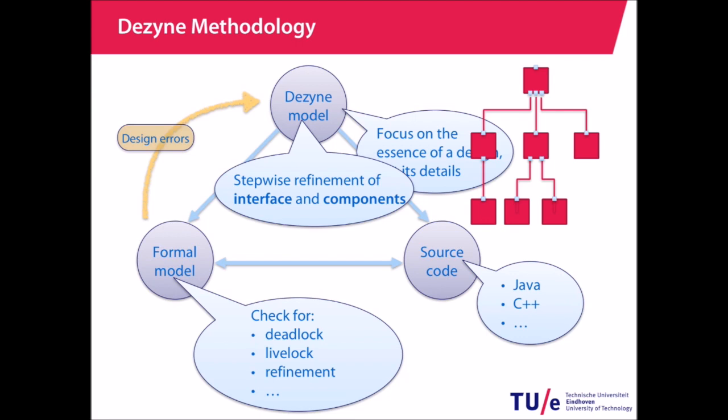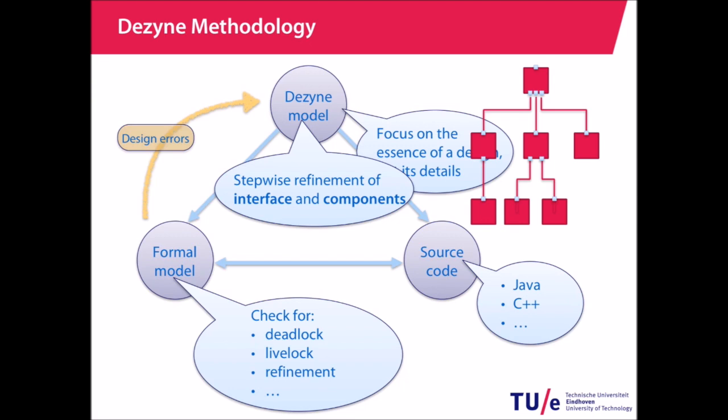Now, these days, domain-specific languages are very popular, and one reason for that is that if you have such a model, a very high-level abstract model of your system, you want to generate some kind of source code for that. And this is actually what Dezyne offers. So you can generate, for instance, Java or C++, and we heard a lot of other languages today, like C#, that you can generate as well.